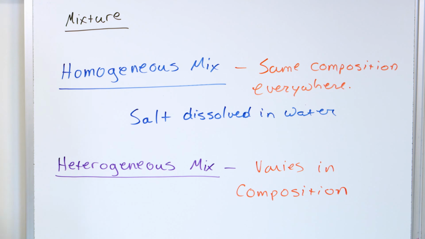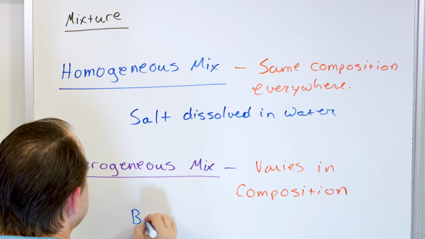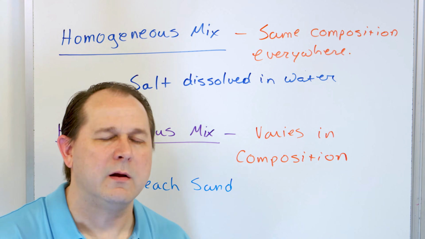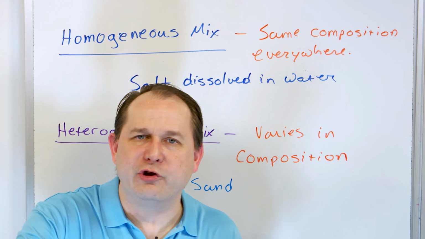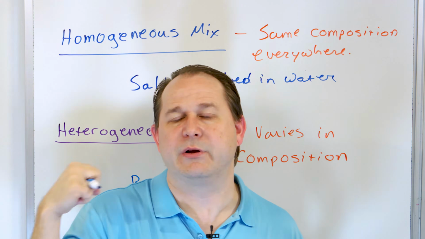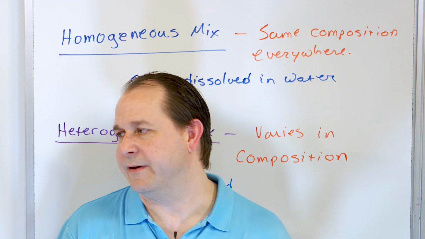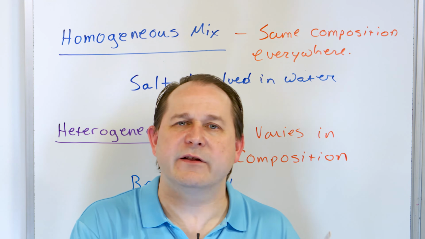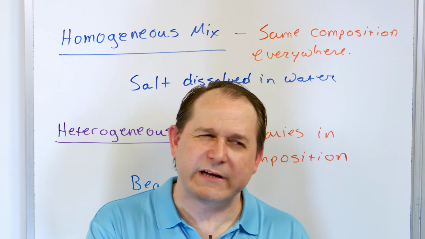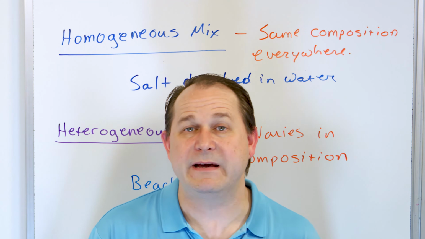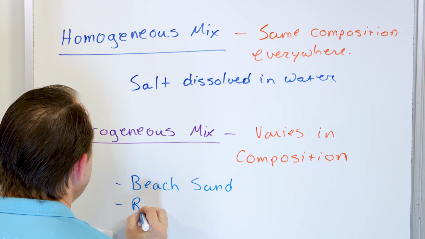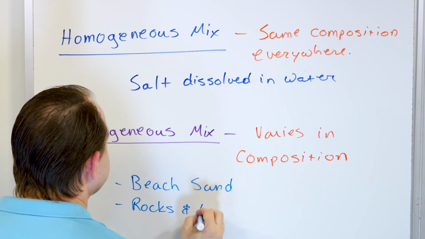So here I'm going to put, as an example, beach sand. Now you could mix the sand really well, but if you don't, and you take one scoop of sand from one part of the beach and then go 5 miles away down the beach and take another sample, then the compositions are going to be a little bit different, right? Because the sand on the beach has not been mixed thoroughly. It's just deposited by the ocean. You're still going to have similar things going on, but it's not evenly distributed, so we call it a heterogeneous mixture. Another example would be rocks and dirt.